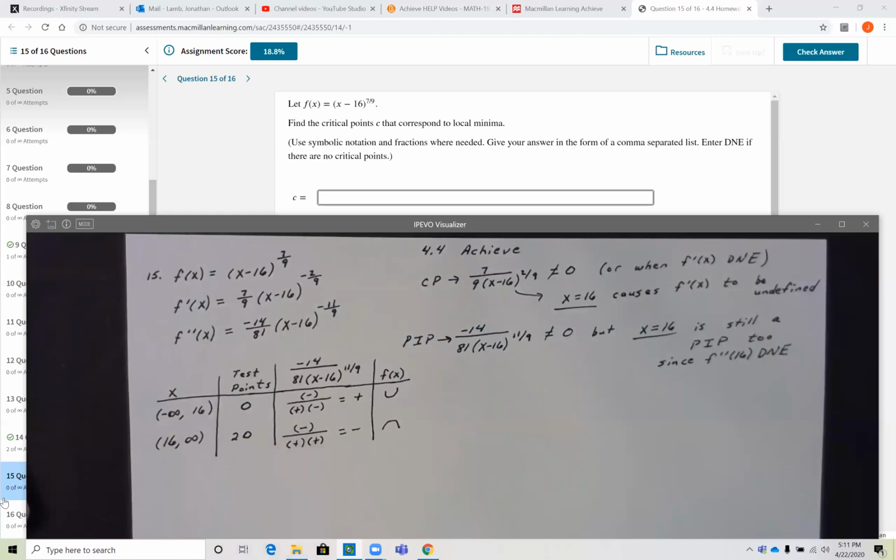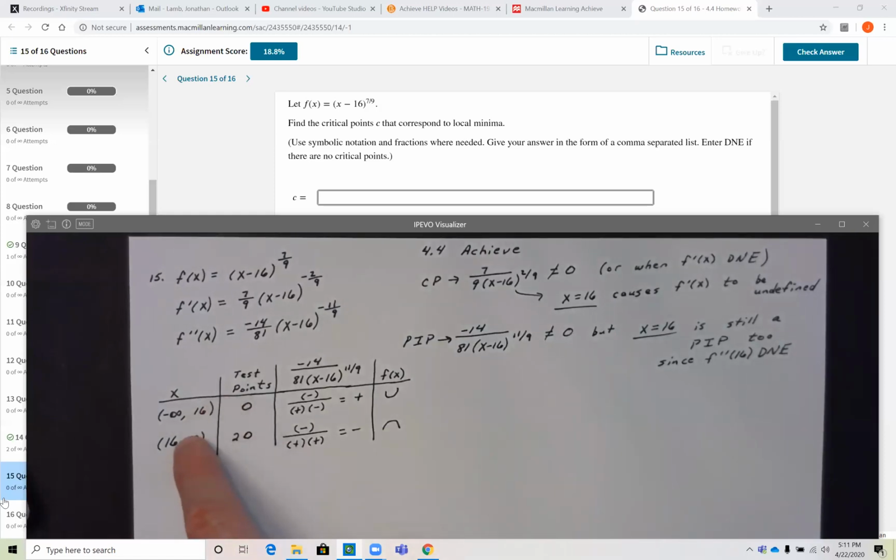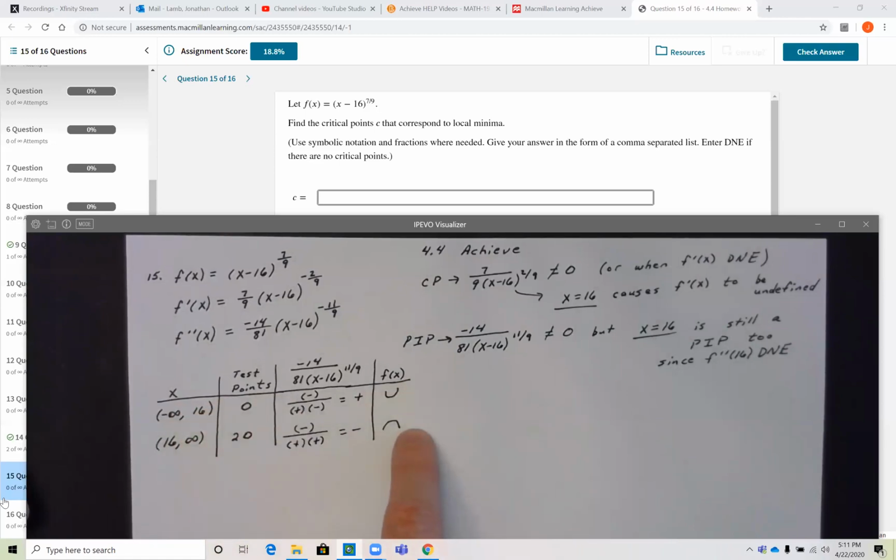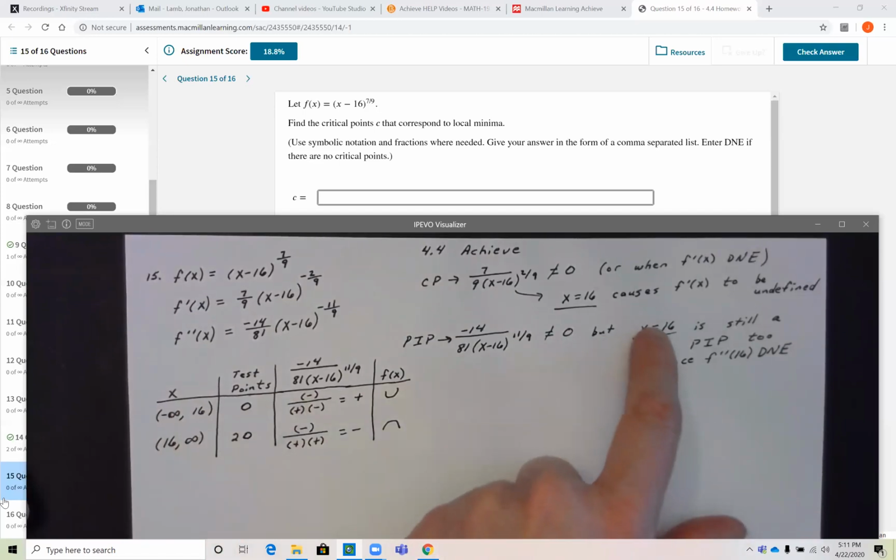Now, if we try to answer the questions here, you can see that 16 is not a maximum or a minimum. Why is it not a maximum or a minimum? Because it's an inflection. It's the point at which your graph changed concavity from concave up to concave down. So anytime your critical point ends up being an inflection point, it's neither a maximum nor a minimum.